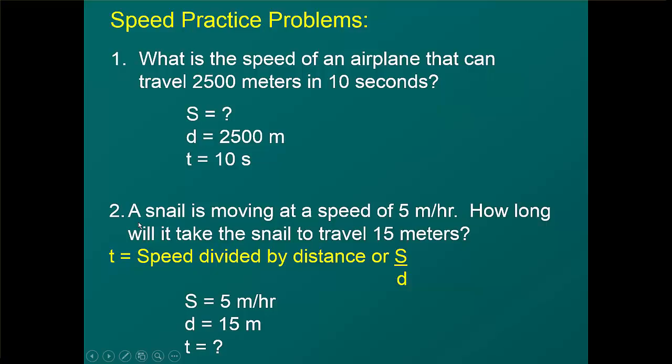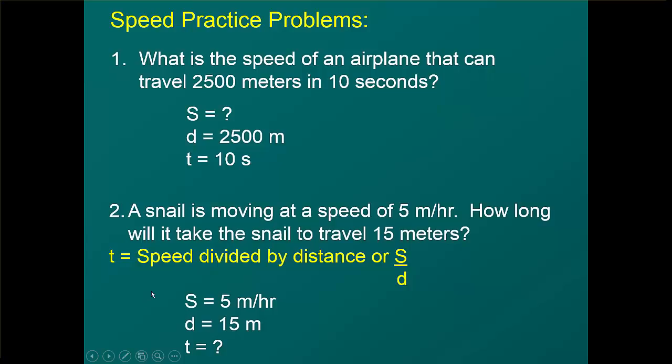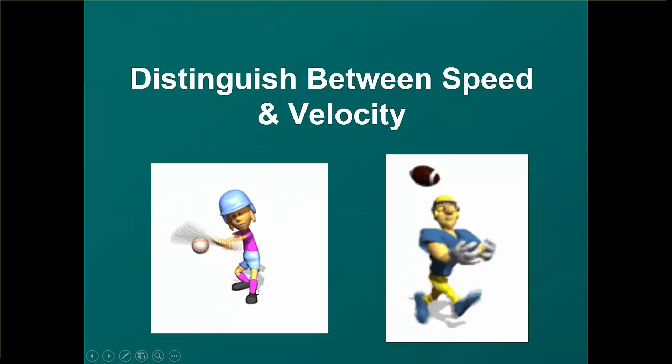Number 2, a snail is moving at a speed of 5 meters per hour. Not a fast critter. How long will it take the snail to travel 15 meters? Okay, again, looking back at our formula, we can do it by time equals distance divided by speed. So speed equals 5 meters per hour. Distance is 15 meters. So we should be able to calculate 15 divided by 5 to give us our time, in hours in that case.